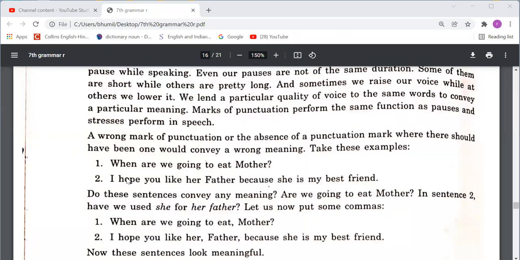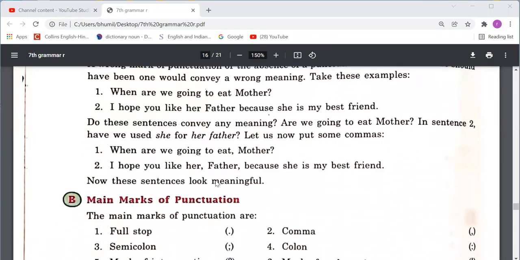See the second example. I hope you like her father. I hope you like her father because she is my best friend. So, dear students, by this, it appears that this sentence is totally wrong because we have used she for the father. Actually, we are not talking about the father, right? That's the addressing word, but we haven't used the punctuation mark. That's why it gives the wrong meaning. So that's why it is said that we should learn the punctuation marks.